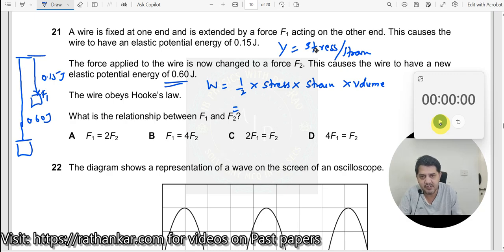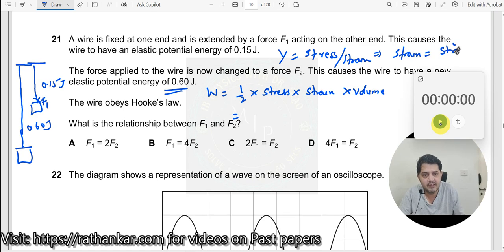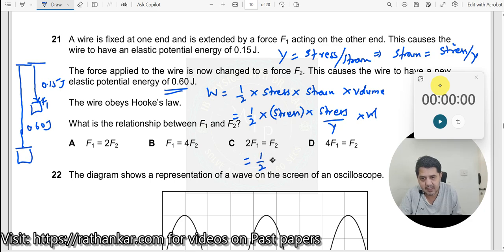Next, we know stress by strain equals Young's modulus Y. I don't need this strain, so from here I will write strain is equal to stress divided by Y. So I will write this as half into stress, into stress once again divided by Y, into volume. Now you have stress into stress. So what do you get? Half into stress whole square into volume divided by Y.